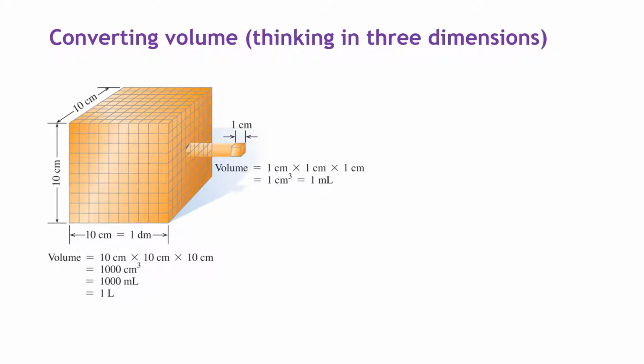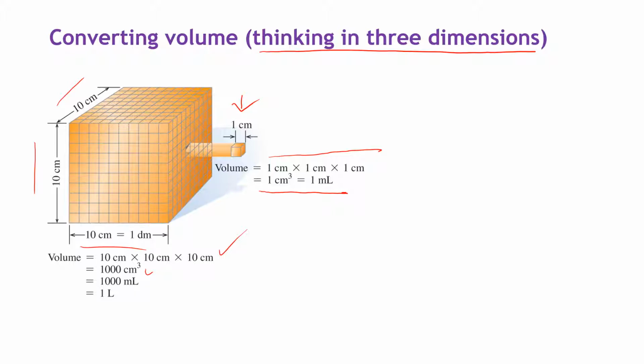I'd like to return us to this concept of converting volumes, which, as I mentioned previously, is going to require us to think in 3 dimensions. So let's take a look at this cube here. Notice that our cube has a volume of 10 centimeters times 10 centimeters times 10 centimeters. If we were to look at this in centimeters, that gives us 1,000 centimeters cubed. Now, another point here is 1 centimeter cubed equals 1 ml, which is illustrated right here by this little block.